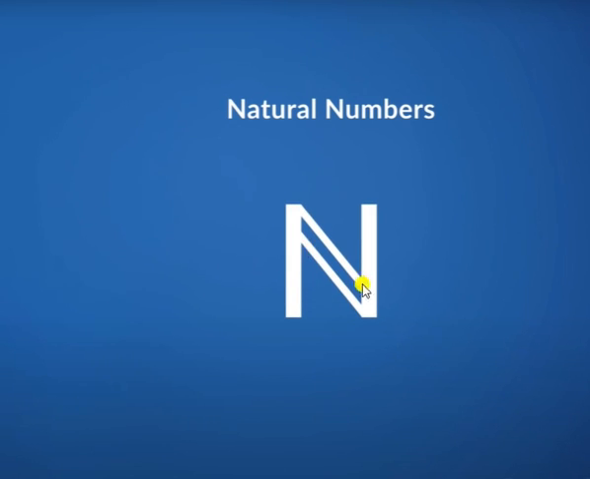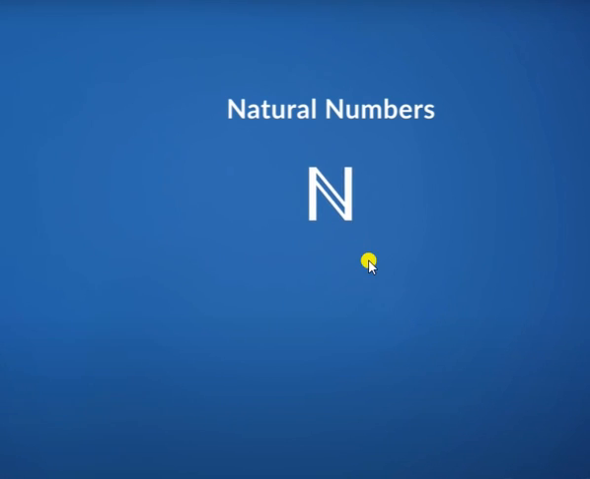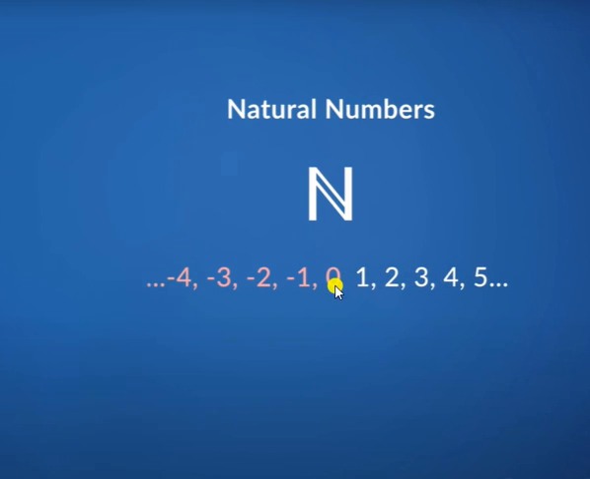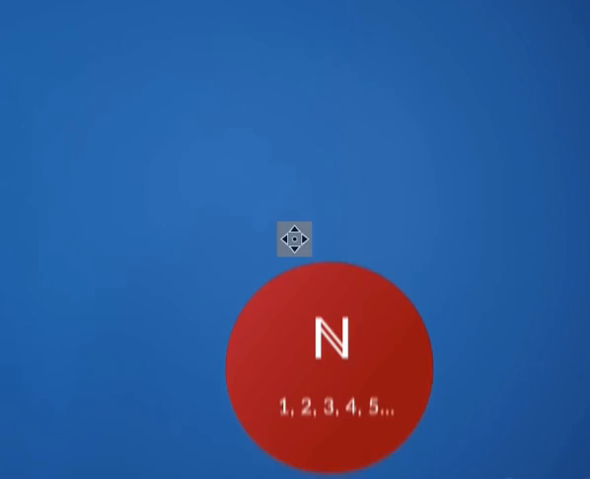This is the symbol which is used for natural numbers. Natural numbers are the numbers which are normally called counting numbers. They begin from 1, 2, 3, 4 and they keep on continuing. Okay, we also call them counting numbers. Natural numbers don't include 0 nor the negative numbers, neither the decimal numbers nor the fractions. Natural numbers start from 1 and they keep on continuing.